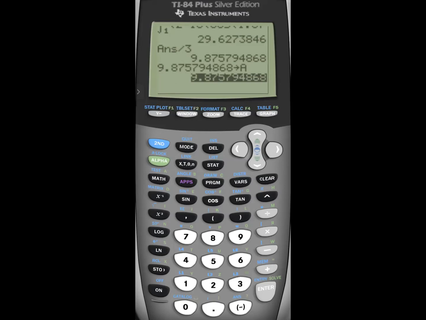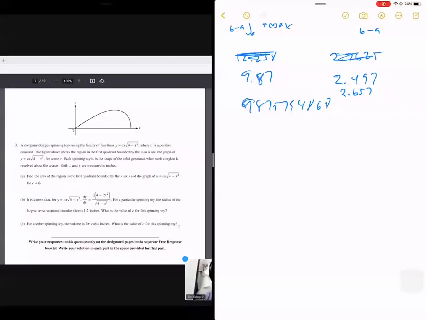Haruko, so this answer did not work, the 2.497. I got 2.657. I see too many variables, right? I see an x and a c. I'm like, oh my gosh, it's going to be one of these questions.